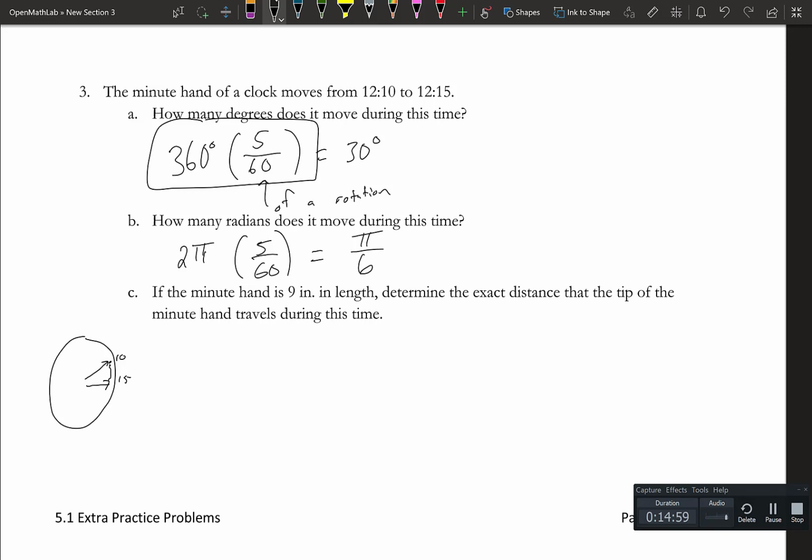Well, remember to calculate that, we have S equals R theta. Trying to figure out the exact distance, so we're using the arc length, S equals R theta. The radius here is 9 inches. Theta would be pi over 6, which we already figured out in part B. So multiplying and simplifying, you should get 3 pi over 2 inches.